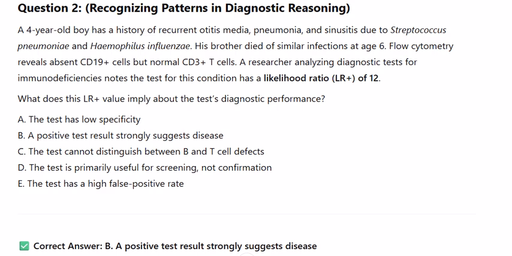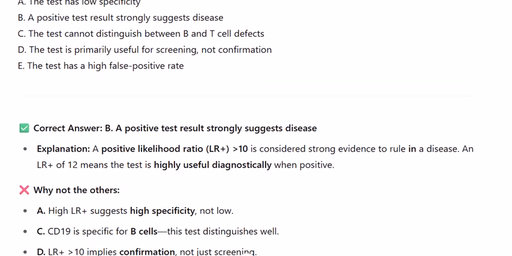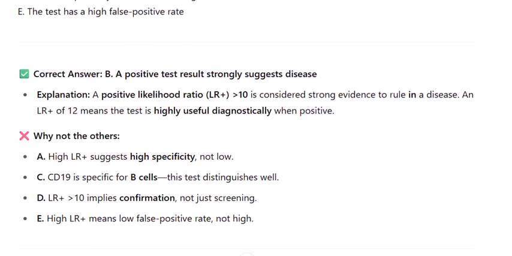A. The test has low specificity. B. A positive test result strongly suggests disease. C. The test cannot distinguish between B and T cell defects. D. The test is primarily useful for screening, not confirmation. E. The test has a high false positive rate. Correct answer: B. A positive test result strongly suggests disease.